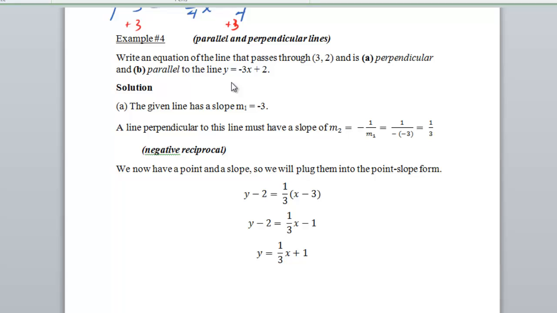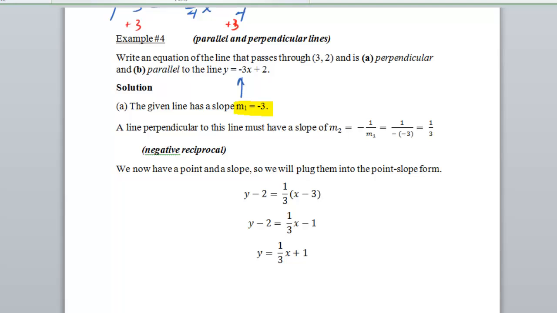And so you can see here in example 4 they give us two parts. We have an A part and a B part. And so they want us to find the equation of a line perpendicular and then the equation of a line parallel to y equals negative 3x plus 2. And so the first thing we have to immediately figure out is what is the slope that we're making comparisons to. And so we can see that this slope is m equals negative 3.